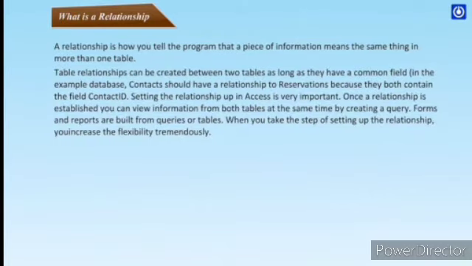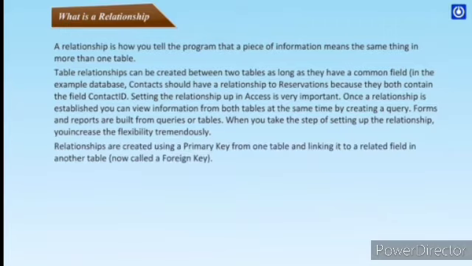Table relationships can be created between two tables as long as they have a common field. In the example, database contacts should have a relationship to reservations because they both contain the field contact ID. Setting the relationship in Access is very important. Once a relationship is established, you can view information from both tables at the same time by creating a query. Forms and reports are built from queries of tables. When you take the step of setting up the relationship, you increase the flexibility tremendously.